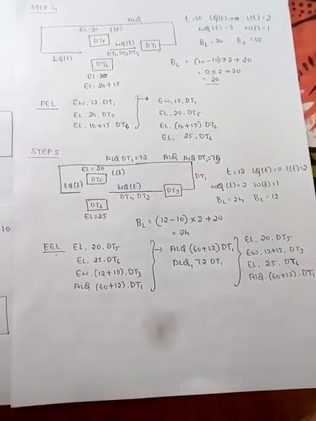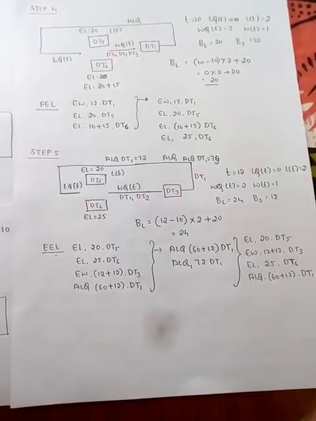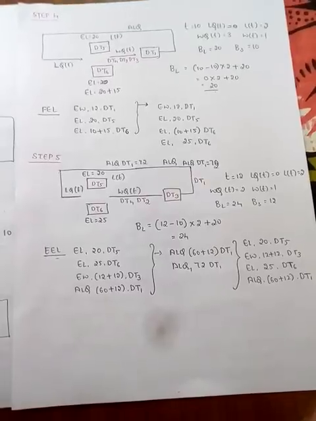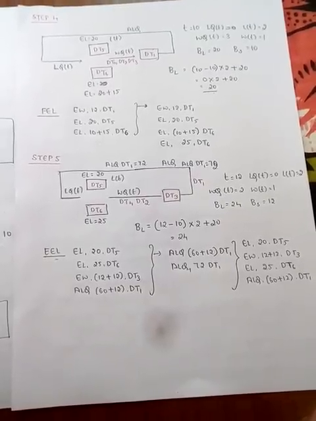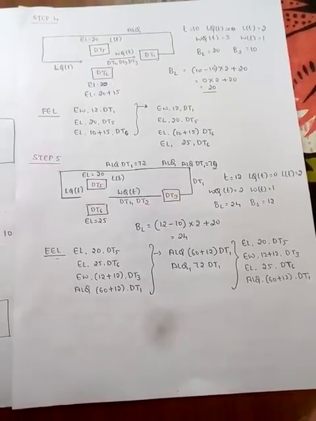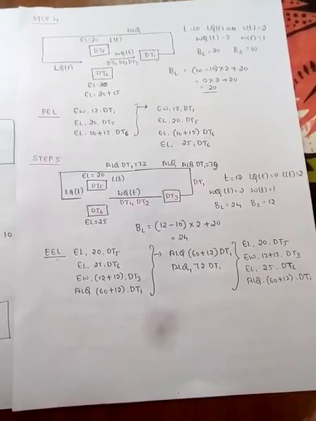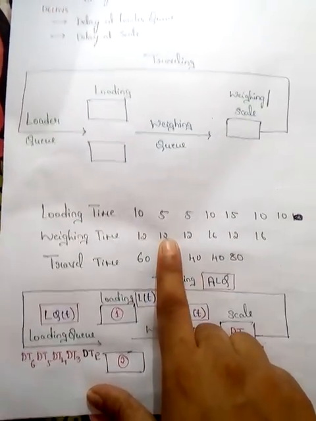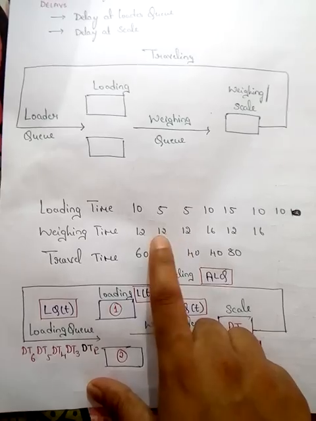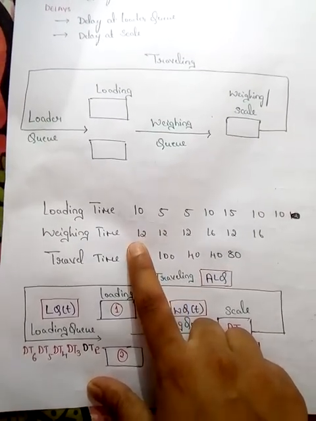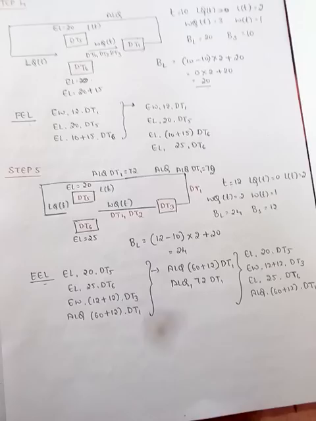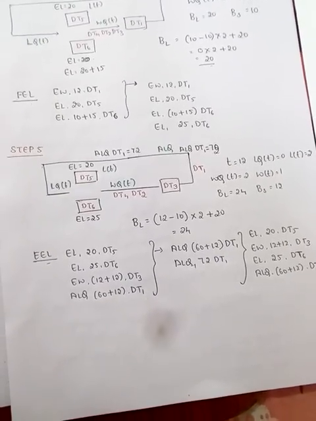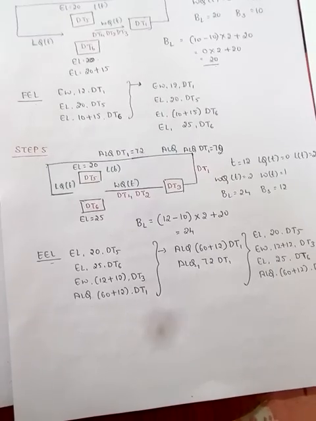Then next I will come to my weighing, EW. In weighing, what happens? My previous weighing time was 12. The 12 is my value of DT1. DT1 weighing value was 12 previously. So I have to add my previous time plus present time. The present time of my truck DT3, I have to come to my weighing time table. In that the second truck is 12. So previous time was 12 plus 12. Now the truck DT3 has EW, 12 plus 12. So it is 24, DT3.